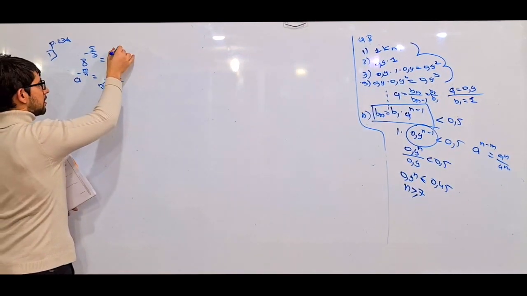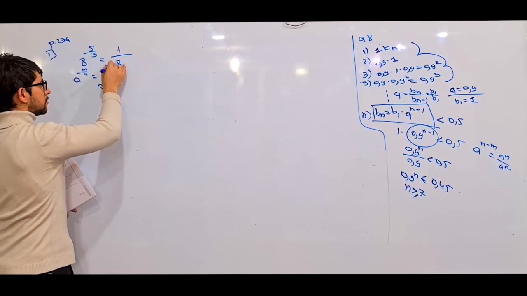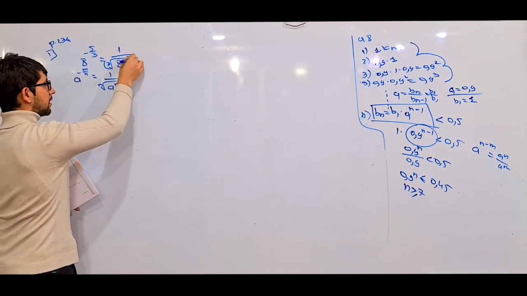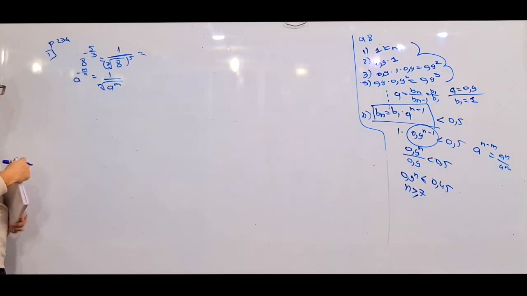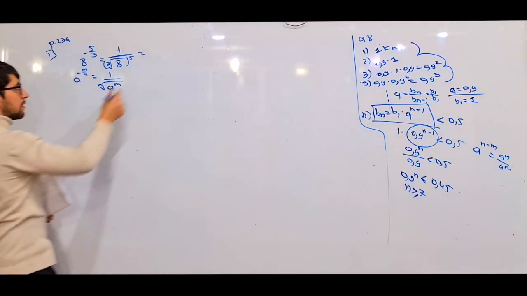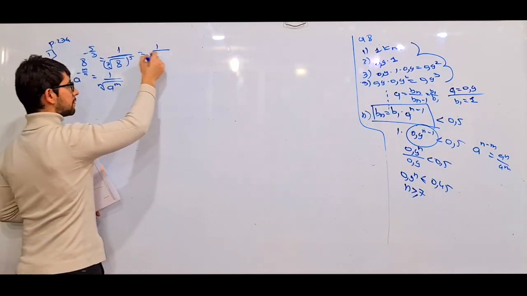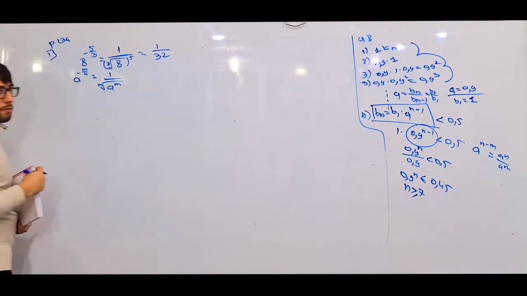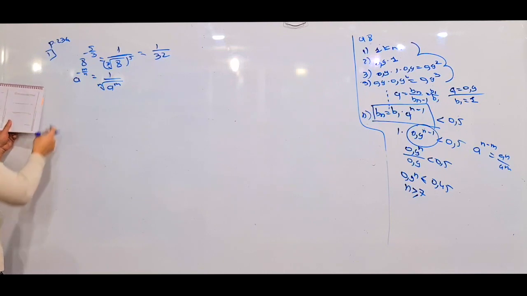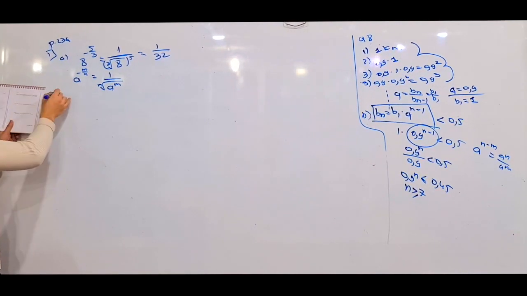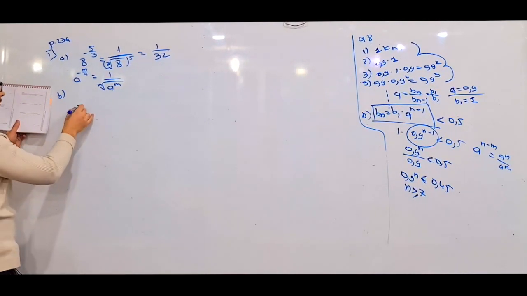Okay. 1 over 8 cubic root on the power of 5 is the usage of this formula. Okay? 1 over, what is cubic root of 8? 2. 2 on the power of 5 is 32. 1 over 32. This was a part of the first question. Let's turn to B part, simplify fully.